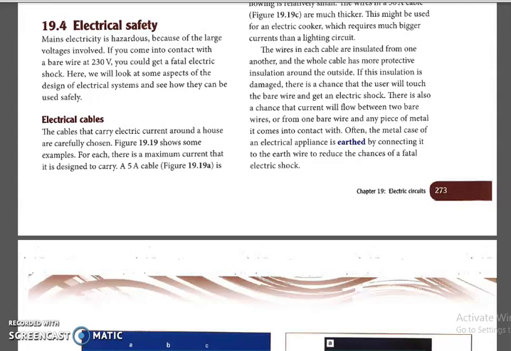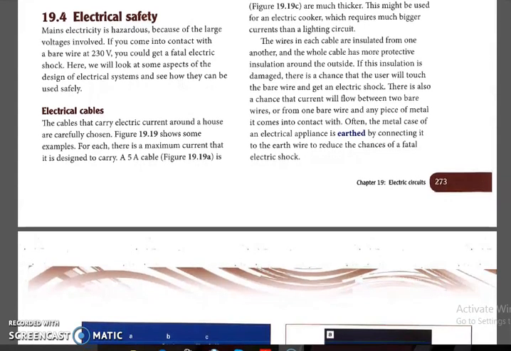We know that the main electricity supply to our home is about 230 volts. So if you come into contact with a bare wire which is at 230 volts, you will get a fatal electric shock. Here we will look at some aspects of the design of electrical systems and how they can be used safely.